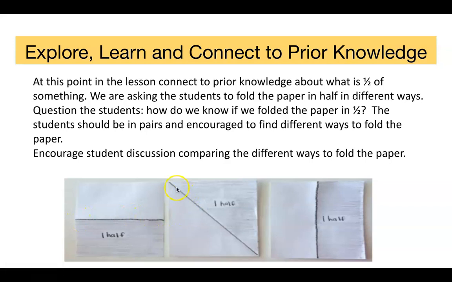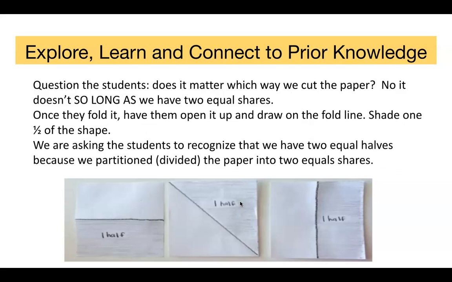This is horizontally, diagonally, vertically. We're going to take pencil, marker, whatever, and draw on the fold line, and then we're going to shade 1/2. So does it matter which way we cut the paper? No, as long as we have two equal shares. Once they've folded, you're going to have them open it up and draw that black line on the fold line and have them shade 1/2 of the shape.